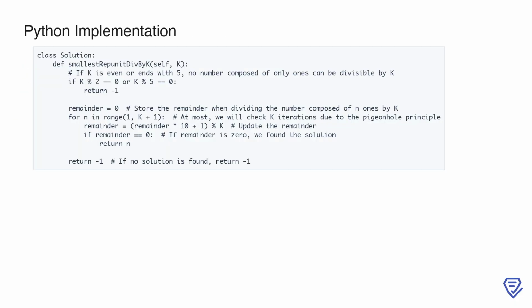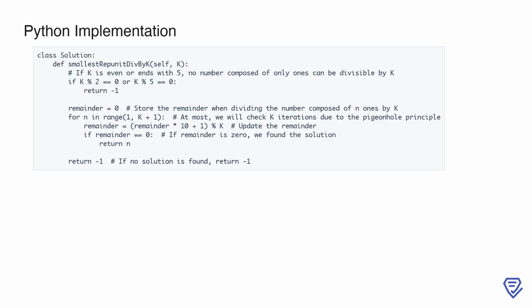This code solves the problem of finding the smallest positive integer n such that a number composed of n 1s, denoted as 111...1, is divisible by k. We start by observing that if k is even or ends with 5, it is impossible for any number made up of only ones to be divisible by k. This is because such numbers are always odd and do not end in 0 or 5. Thus, we return -1 immediately in these cases.